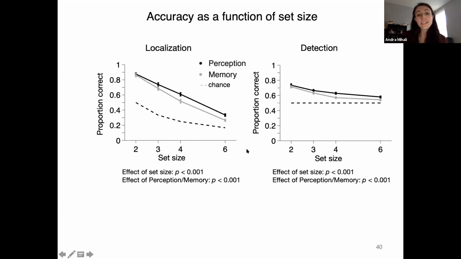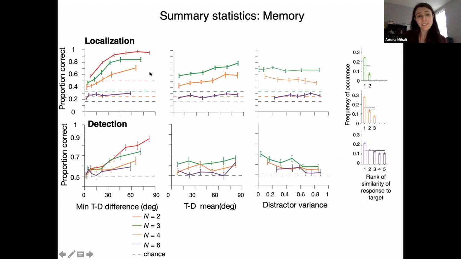So we see that accuracy, proportion correct, decreases as a function of set size, and that it is slightly lower than in the case of perception. And this is not surprising. Okay, so the summary statistics are very similar. We see the most striking increase of proportion correct with the increase in mean TD difference, and more subtle variations with the other distractor statistics. And we see similar patterns of the frequency of occurrence in the case of the localization errors.